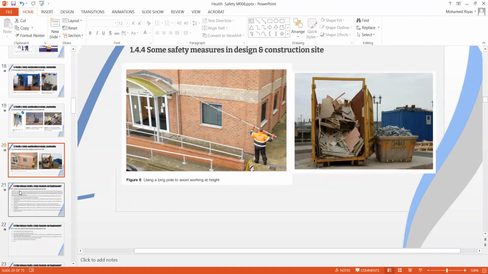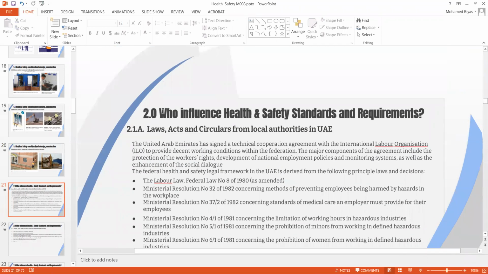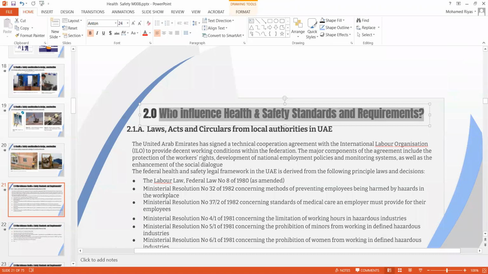Now coming to the second section, which is purely to discuss the theoretical part, which is health and safety standards and requirements. Now, who can influence the health and safety standard and requirement? We can categorize four parties who can influence health and safety standards and requirements in any country or any industry. The first one is the law or act, or from time to time there will be circulars from local authorities. In UAE, we say circulars from local authorities. From time to time, different countries issue different memos on safety standards. So they can have an influence on safety.